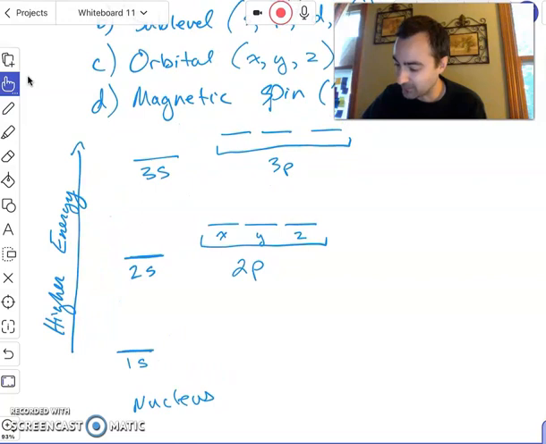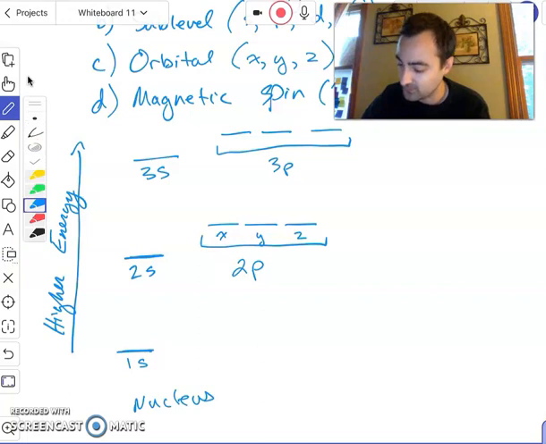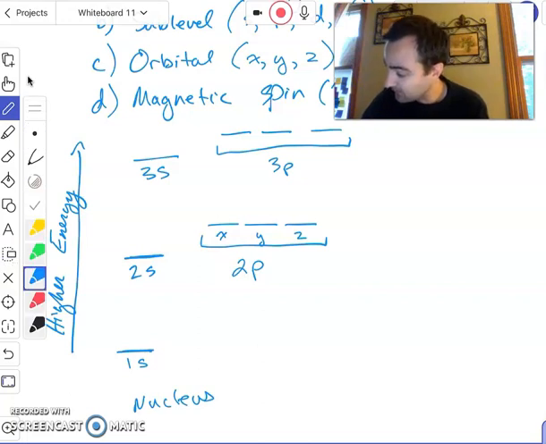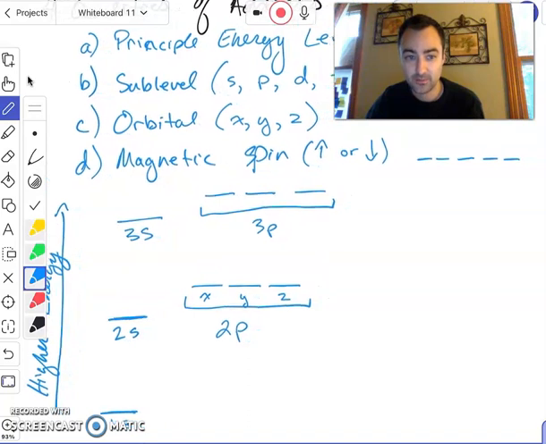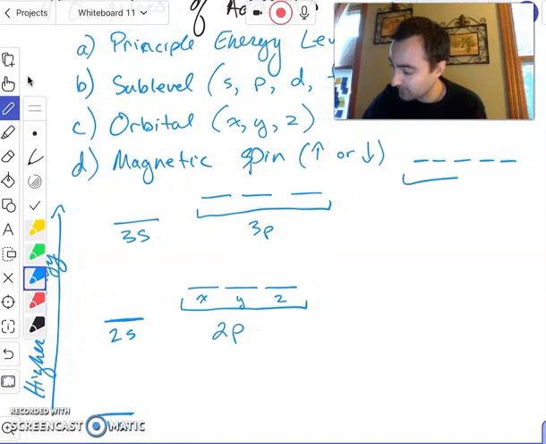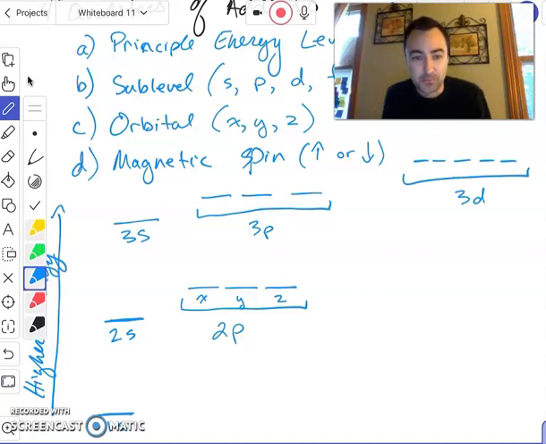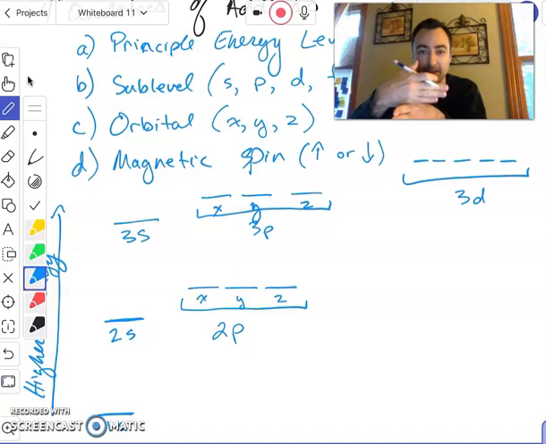Oh boy, I'm running out of space. All right, so it has the 3d, and the 3d has 5 orbitals. So this is the 3d. Like before, I could say this was the x, and this is the y, and this is the z. But this is what I was talking about: the orbital coordinate plane starts to get really messy up here, and it's not quite as important anymore.